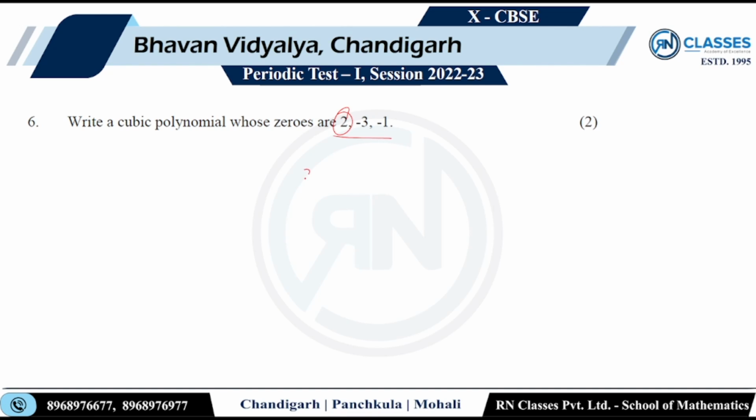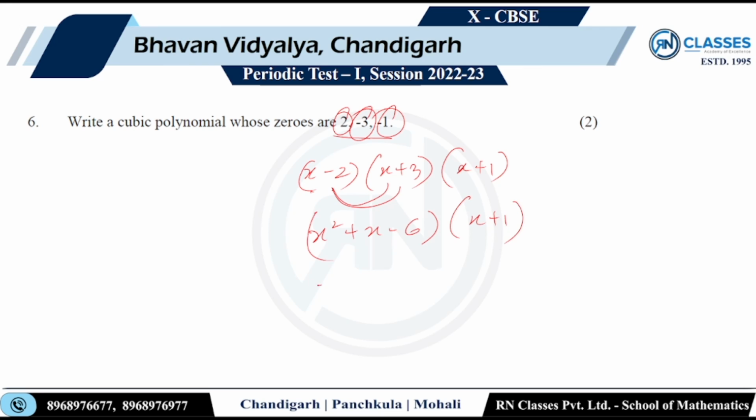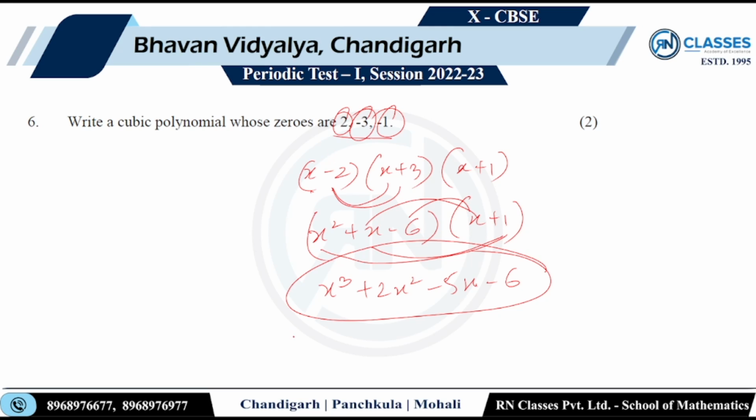Now, if 2 is the 0, the factor is x minus 2. If minus 3 is the 0, my factor is x plus 3. Minus 1 is the 0, my factor is x plus 1. So multiply the 3. First of all, I'll multiply these two. So x square plus x minus 6 into x plus 1. So this is x cube plus x square plus 2x square, then plus x minus 6x, minus 5x minus 6. This is the cubic polynomial whose zeros are 2, minus 3 and minus 1.